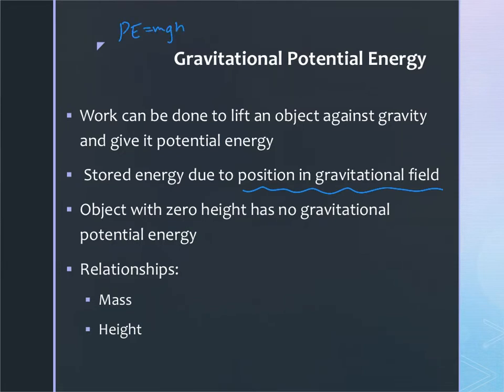m is mass, g is 9.81 meters per second squared, and h is height. So it's based on height especially. Lifting it up gives it height, and so you have gravitational potential energy. And again, mass is a factor here. Mass goes up, so does the potential energy, as does height.